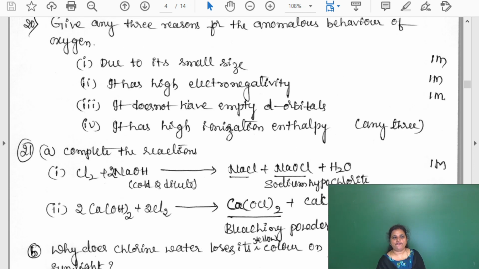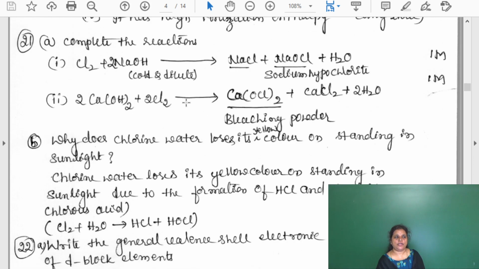I have given 4 reasons here. You can write any 3, and each reason carries 1 mark, and you need to write the exact reasons whatever is given in the scheme. Okay. Now move on to question number 21.